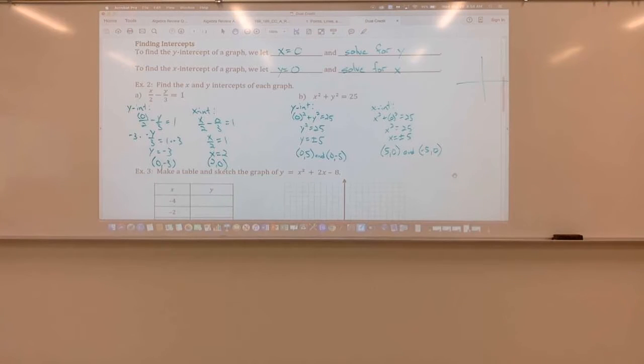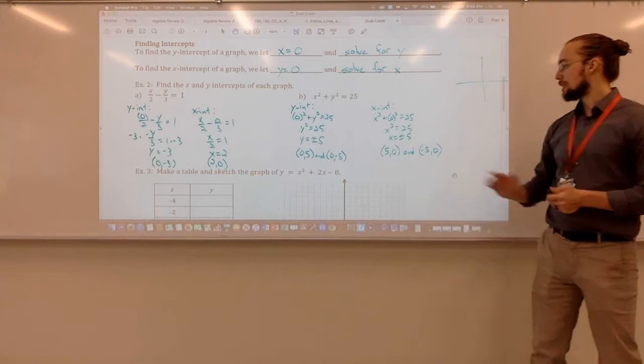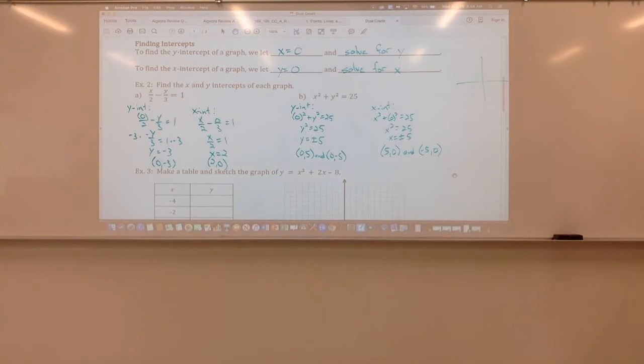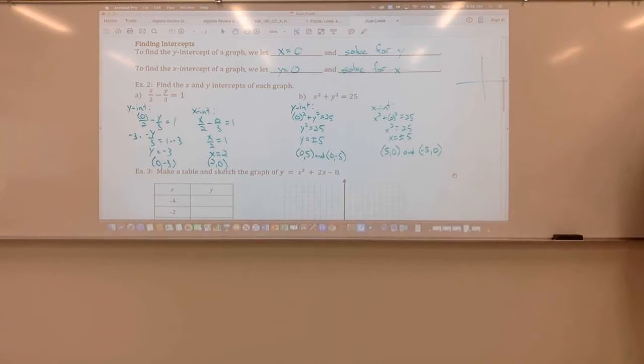We get 4 intercepts here? Yeah, 2 y and 2 x. So (0, 5) and (0, -5) for the y-intercepts, and (5, 0) and (-5, 0) for the x-intercepts. What does the graph of this look like? What does x squared plus y squared equals 25 look like?